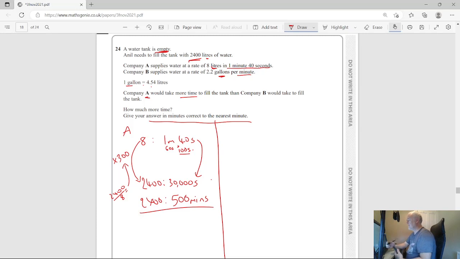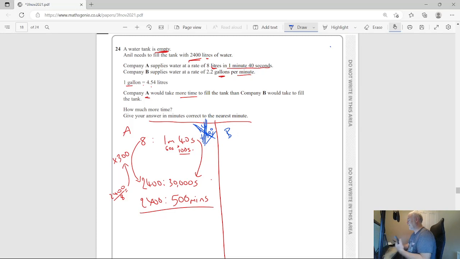Much easier than... don't fall into the trap of doing 1.4 times 300, because it won't work. 1.4 times 300 would give you 420 minutes. So that's the mistake they want you to make there. Okay, don't do that. Let's do Company B.